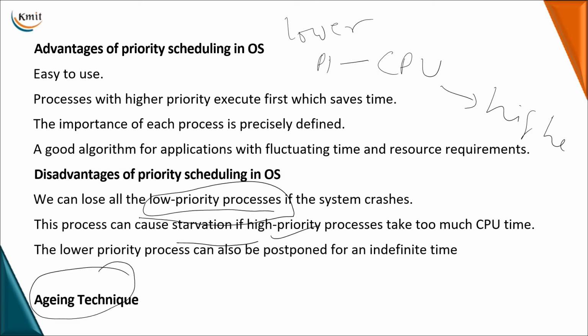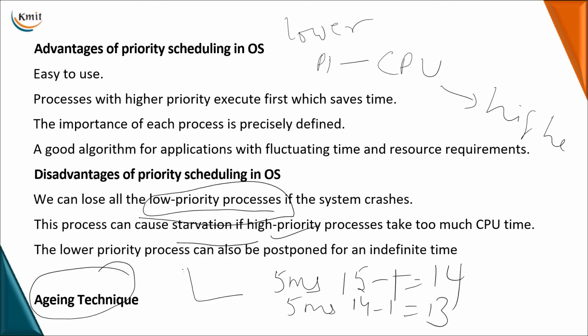What we do in the aging technique is, if you have a lower priority process, we change the priority of the process at regular intervals. Assume for every 5 milliseconds, if the priority is 15, I'll deduct 1 from it. So after the next 5 milliseconds, the priority has now become 14. Next 5 milliseconds, 14 minus 1 is equal to 13. So as the time increases, the priority value of the process goes on reducing. If my integer value gets reduced, the priority of the process goes on increasing. So this is the aging technique. Now we'll see the next scheduling algorithms in the next class.